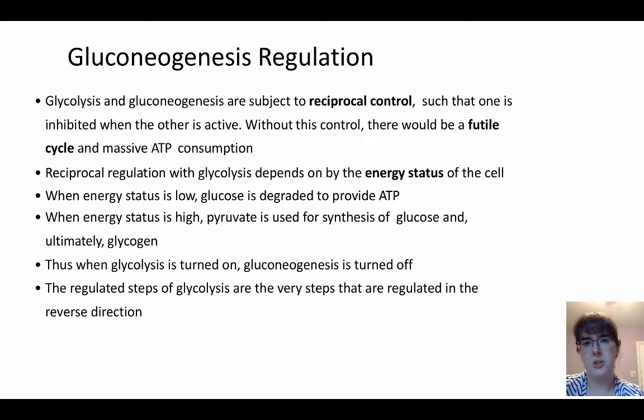That reciprocal regulation is going to depend heavily on the energy status of the cell. High energy is going to usually give us more towards gluconeogenesis. Low energy is going to give us more towards glycolysis. So again, when energy status is low, we're going to degrade glucose to provide ATP. When energy status is high, we go ahead and make glucose and hopefully store that into glycogen. So when glycolysis is on, gluconeogenesis needs to be turned off.